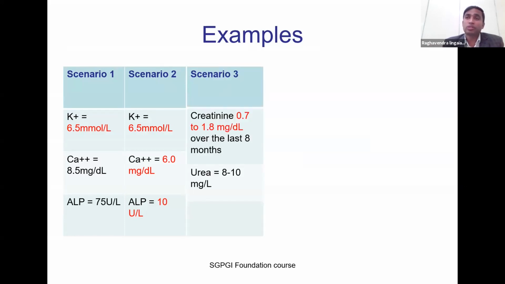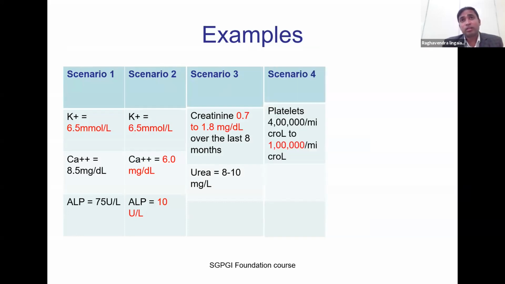In another, the creatinine value has suddenly shot up from 0.7 milligram per deciliter to 1.8 over the course of the last 8 months. However, his urine output and urea levels are quite normal. In a different scenario, platelet values have suddenly come down. The patient has complaints of fever and had been admitted in emergency, and in the first investigation the platelet count was around 4 lakhs, but when you send it a second time, you might get a thrombocytopenic report.